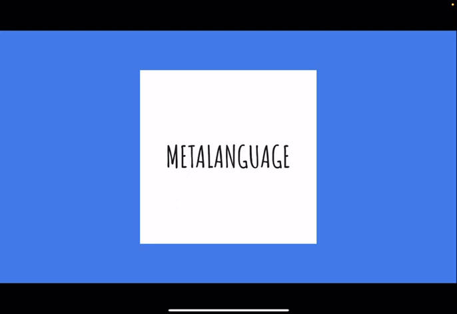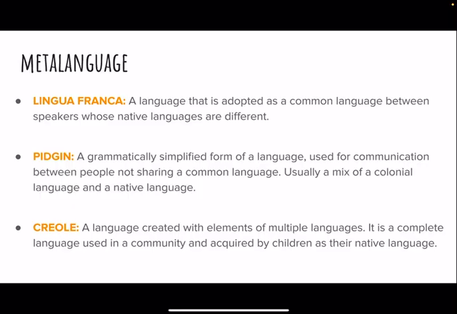Alright, we're going to look at some metalanguage to start off with. So, a lingua franca is a language that's adopted as a common language between speakers whose native languages are different. A pidgin is a grammatically simplified form of a language used for communication between people not sharing a common language. It's usually a mix of a colonial language and a native language.